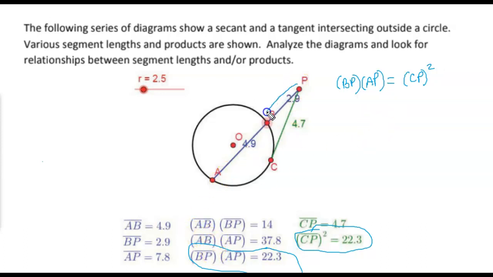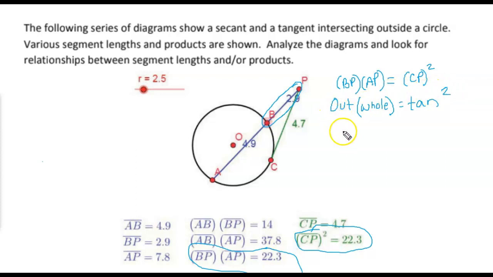BP is this outside piece of the secant. AP is the whole thing, the whole secant. Well, that's just like the last problem. CP, though, is just the tangent. It's the whole tangent. It goes from the point to the point of tangency. It is just the tangent line, and it happens to be squared.